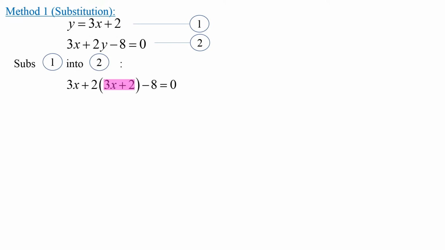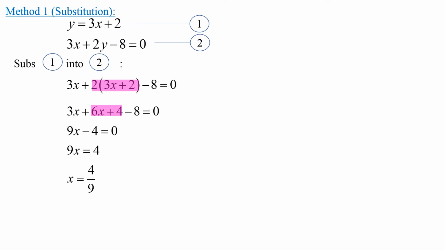So when we see y in equation 2, we want to replace the y with 3x plus 2. So we need to tell our reader what we are doing. So please write the statement, substitute equation 1 into equation 2, like shown on the screen. And here I've gone to substitute 3x plus 2 in place of y. So we will get 3x plus 2 times 3x plus 2 minus 8 equals 0. Now I'm going to expand the bracket. So instead of 2 times 3x plus 2 in pink, in the next line we will have 3x plus 6x plus 4 minus 8 equals 0.